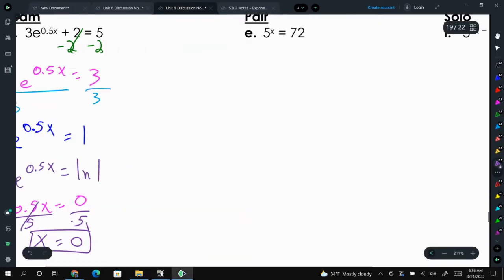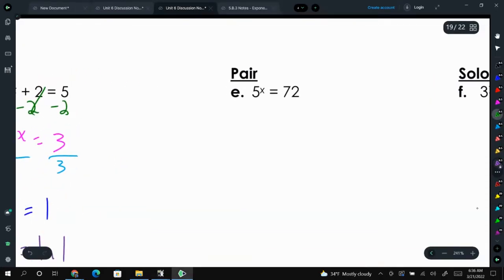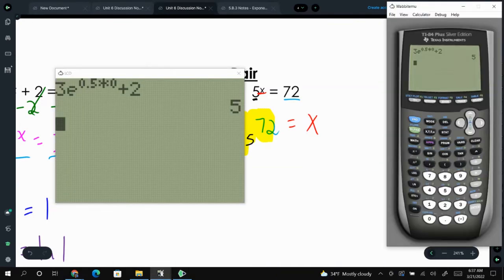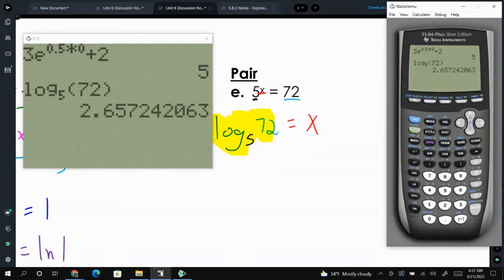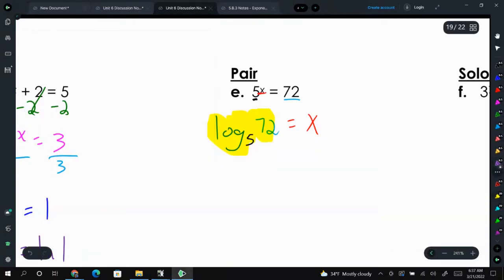Letter E over here, I'm going to switch this to log base 5 of 72 equals x, my exponent. And then I'm going to type this into the calculator. Log base 5 of 72, and we get 2.66.